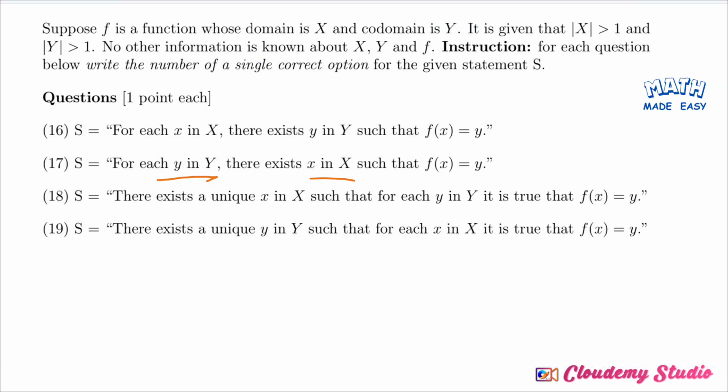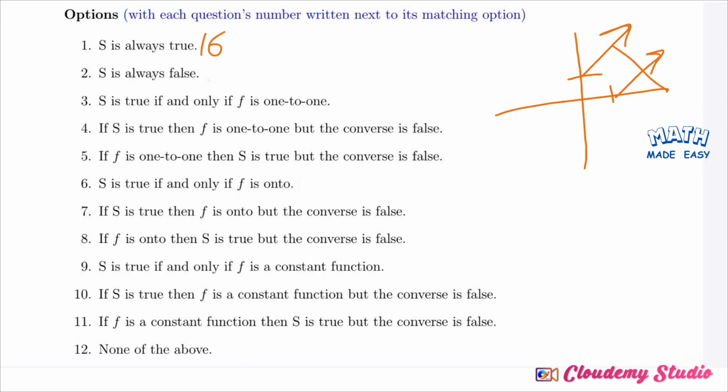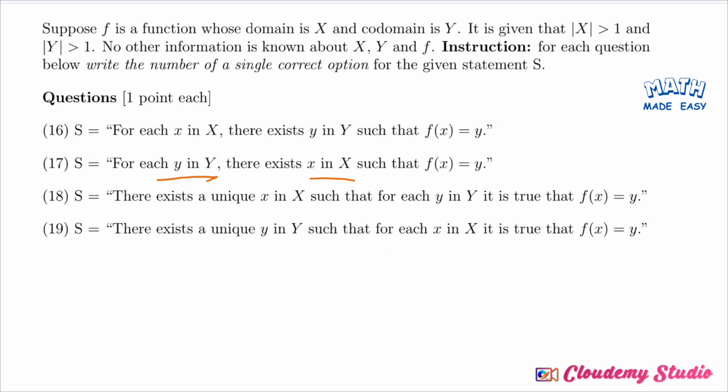Now next is: for each y in Y there exists x in X such that f of x equals y. For this particular thing, we have to say when it will be possible. It is always possible when your function is an onto function. So we can say yes, this is true, and we clearly see that this happens when your function is onto.